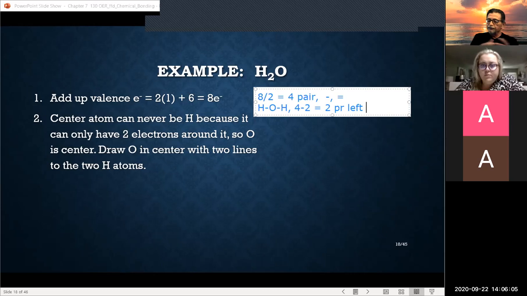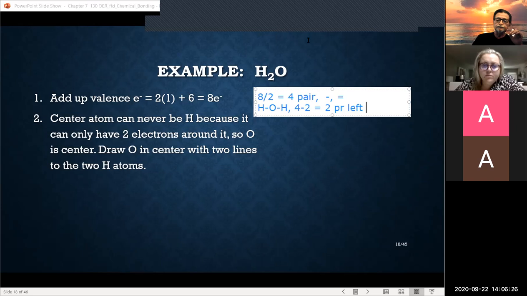Now, I got to put them someplace. I can't put them on the hydrogen because the duet for hydrogen has been fulfilled. So the most logical place has to be oxygen, okay? Because we need that octet.